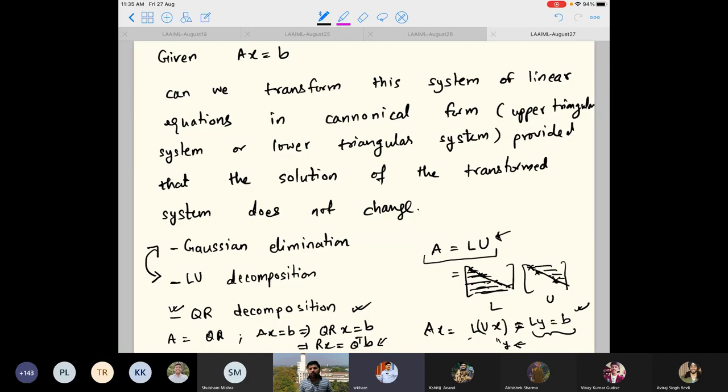Sir, is the square root method the same as LU decomposition? I mean, A can be written as L transpose where L is a lower triangular matrix. So that happens. You cannot write every A as L transpose. Only square and symmetric matrices A can be written as LL transpose.